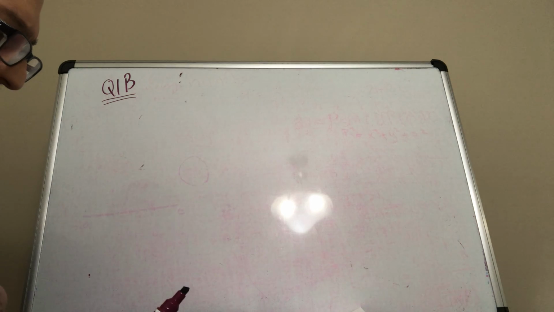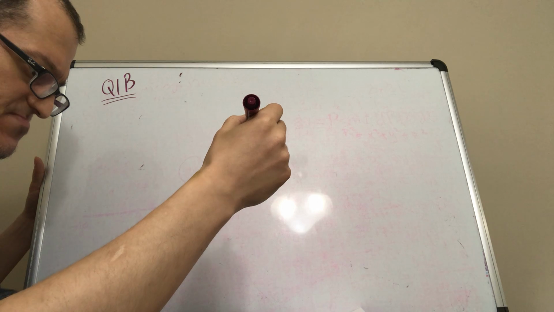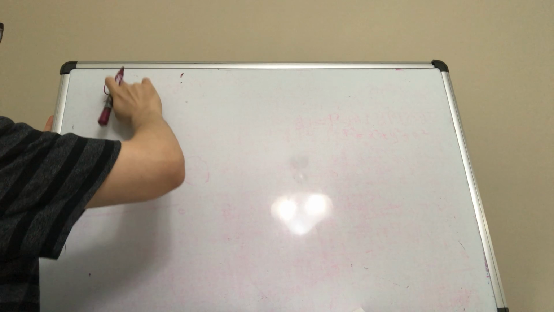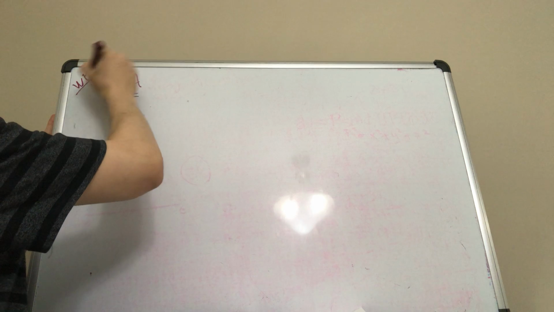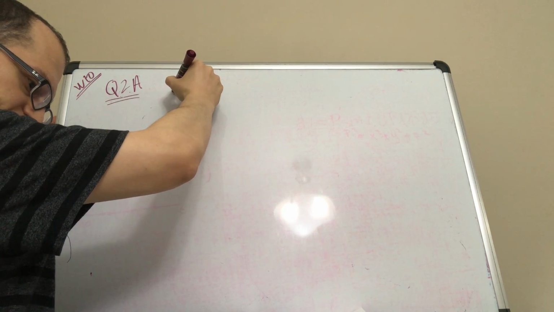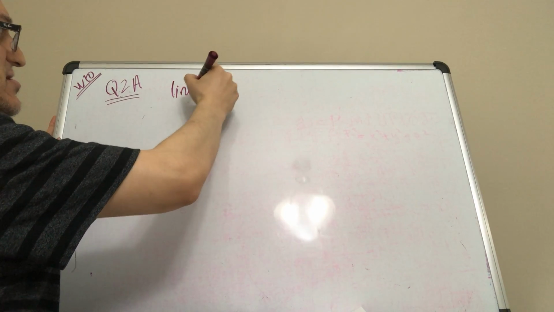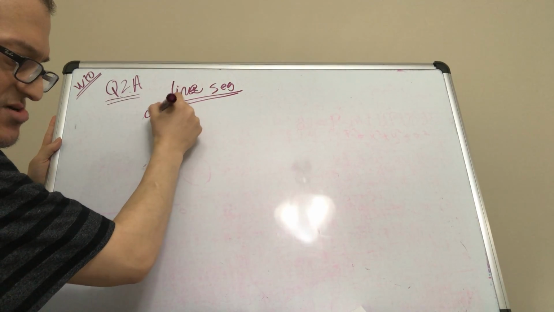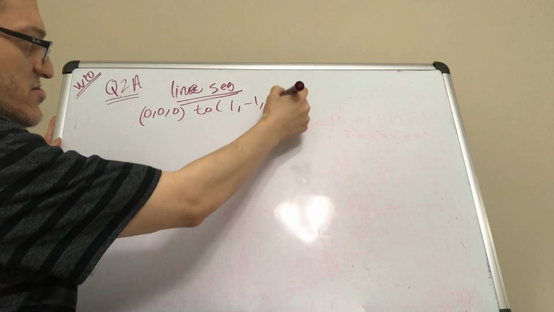Okay. They give you, do the integral. This integral, this is question 2A, worksheet 10, of course, 2A. Question was to integrate line segment, so still with the line segment, from point 0, 0, 0 to 1, minus 1, 2.